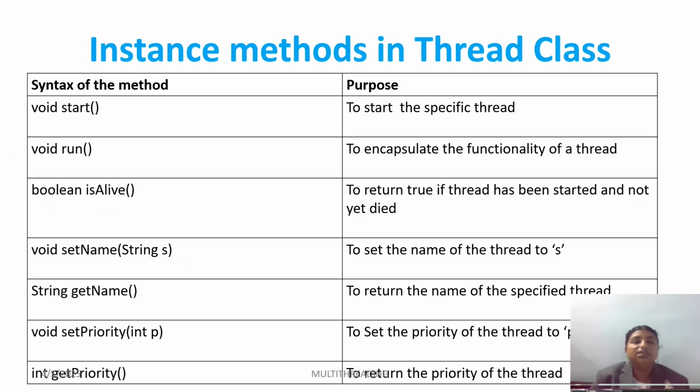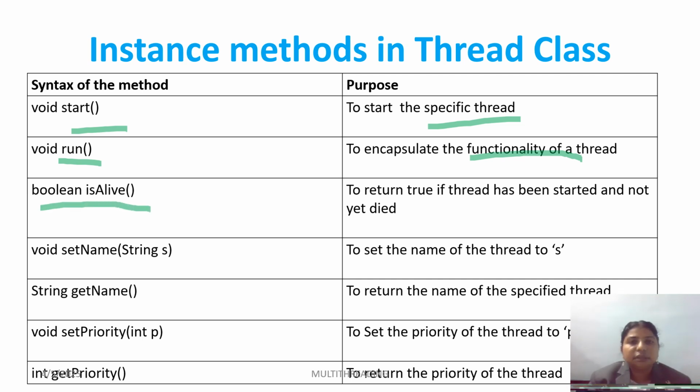Moving to the next set of methods in the Thread class, we have the void start method, which is used to start any specific thread. The second method is the void run method, which executes the functionality of the thread. The third method is boolean isAlive. This method returns true if the thread has been started and has not yet died. If the thread is dead, it returns false.